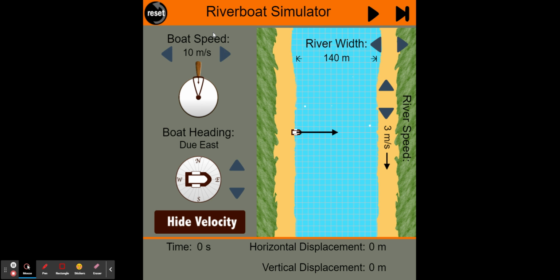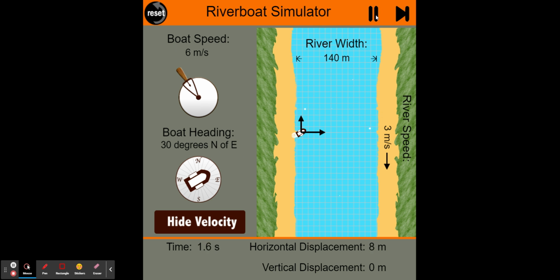If we reset it, we can see the boat speed should be set at around 6 meters per second, and we have to adjust the vertical component of the velocity of the boat so that we can compensate for the force applied by the current of the river. According to calculation, we can set it at 30 degrees north of east with around 6 meters per second. And when we play the simulation, we can see that the boat reaches point B, and there's no deviation.